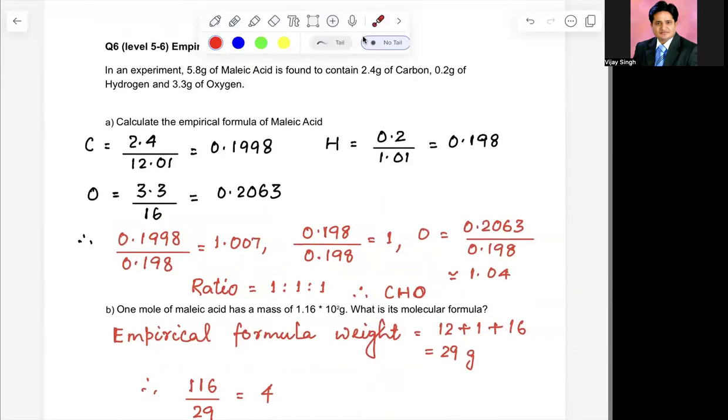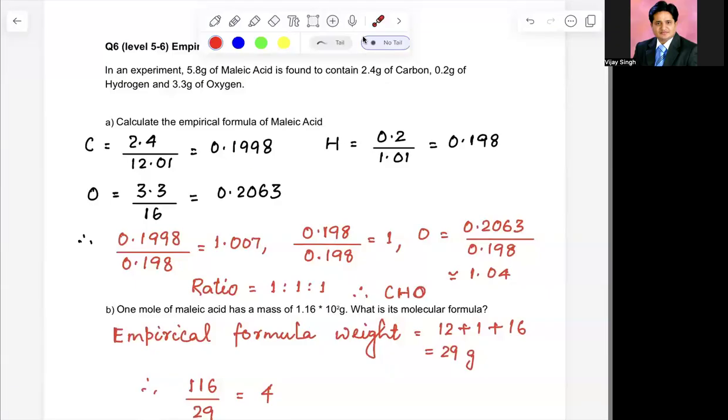So number of moles of carbon, that is mass divided by the molar mass, which gives you 0.1998. For hydrogen, mass, which is 0.2 grams divided by the molar mass, which gives you 0.198. And for oxygen, it's 3.3 divided by 16, which is 0.2063. Now, all these moles need to be divided by the smallest number. Smallest number here is 0.198.